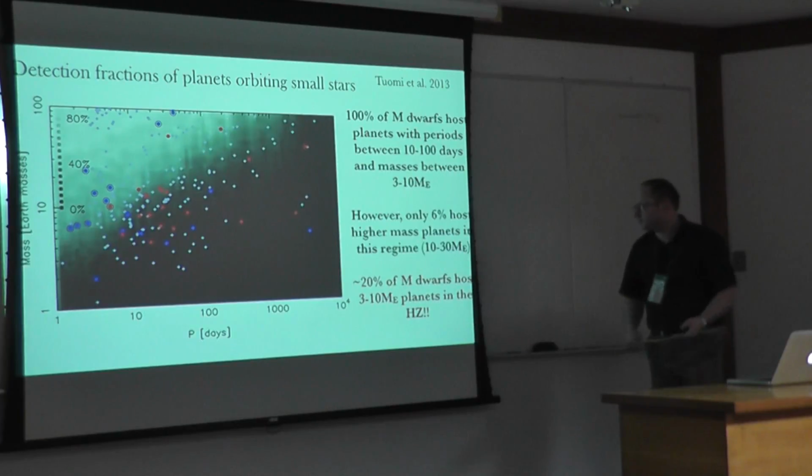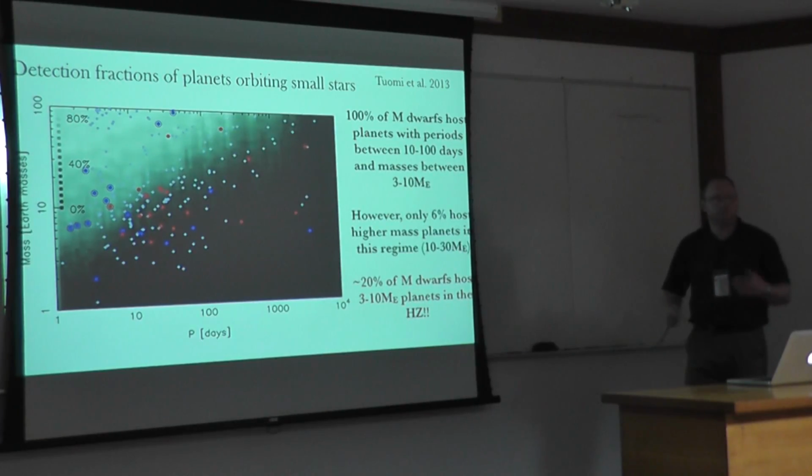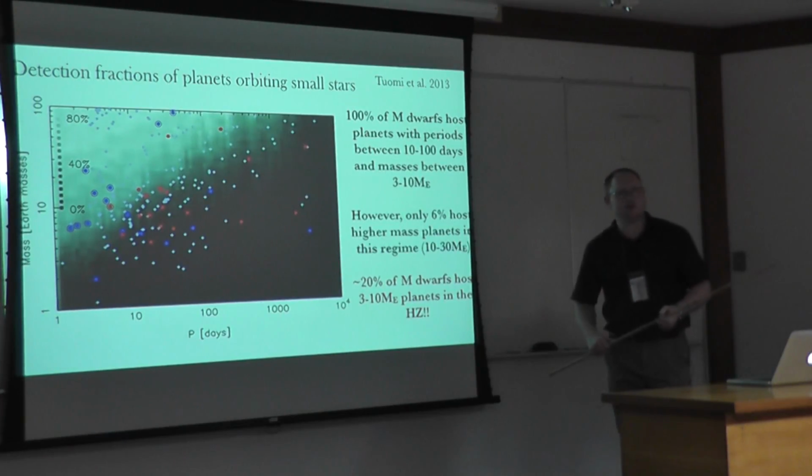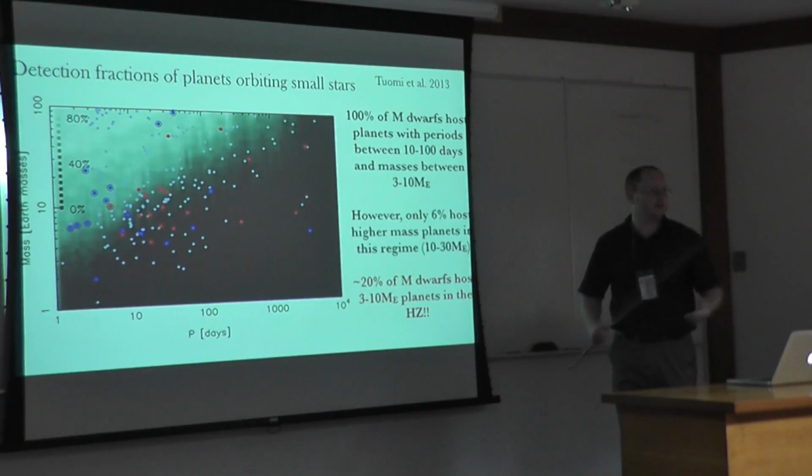Then M dwarfs have a strong probability of at least a few systems, I say a handful observationally, that will have multiple planets in the habitable zone. It comes back to how we define the habitable zone.